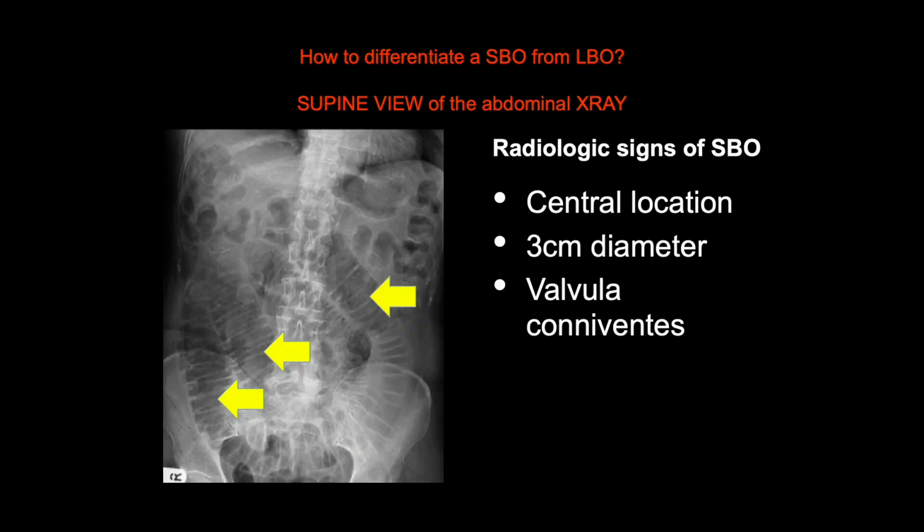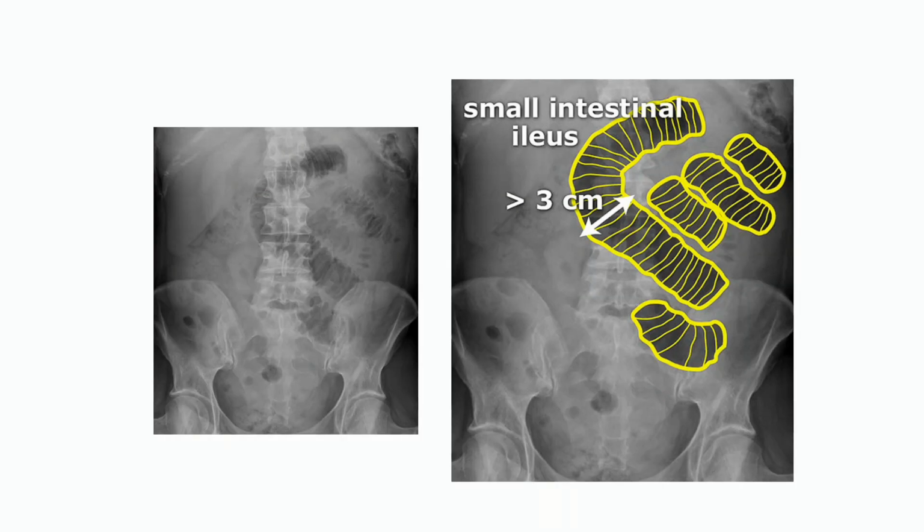The radiologic signs specific for a small bowel obstruction are: number 1, it is central in location; number 2, the dilatation is more than 3 centimeters in diameter; and number 3, the identification of the valvulae conniventes, which are thin, closely spaced lines across the width or diameter of the dilated bowel, as noted by the yellow arrows. This X-ray film, taken in the supine position, highlights the radiologic signs specific for small intestinal obstruction.